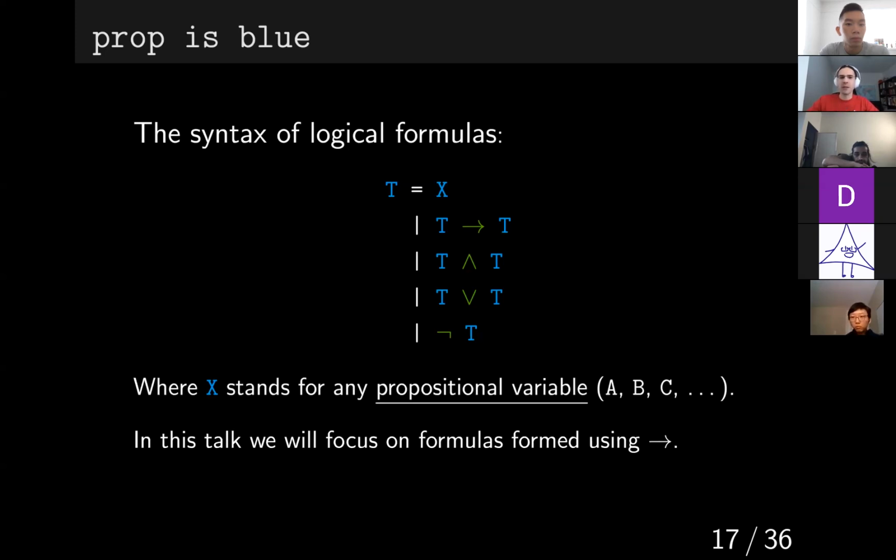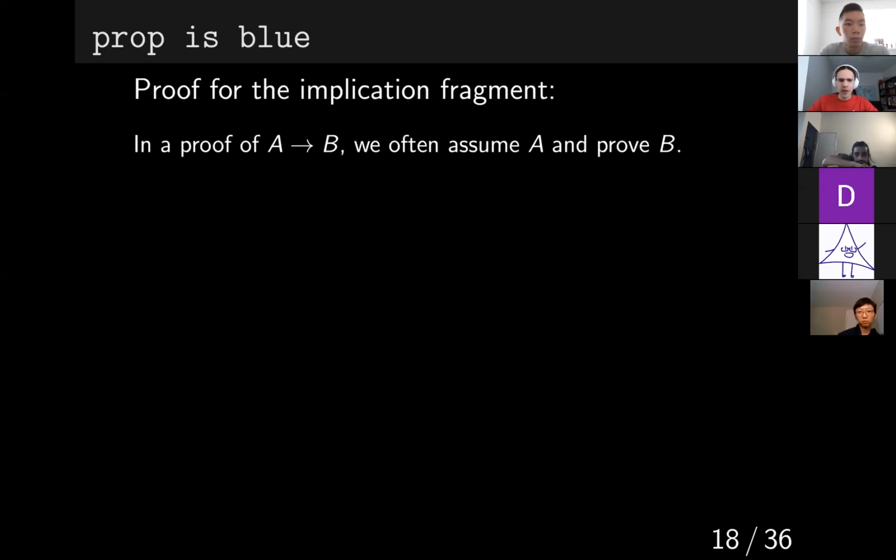So what is proof? Well, let's just see. Colloquially, if we want to prove A implies B, we often assume A and prove B, right? If something, then something. How do you prove it? Suppose first something.